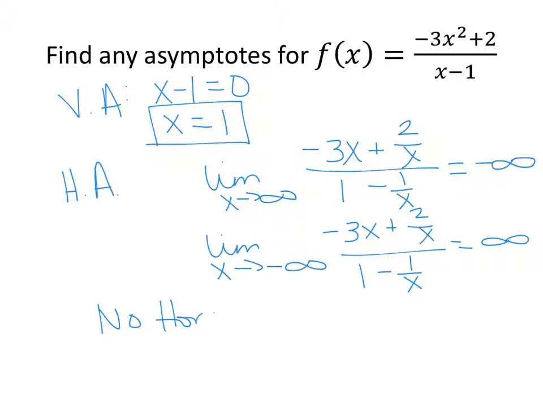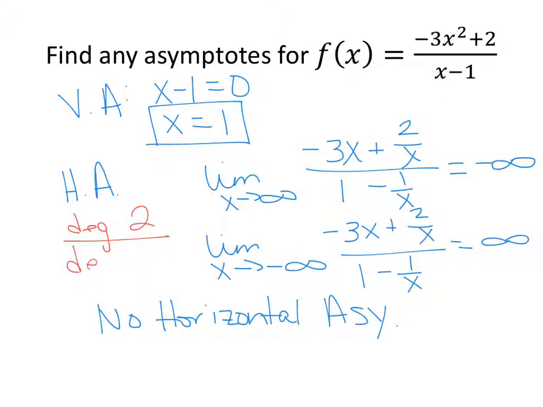Now we also can figure that out using those shortcut tricks, because we know that the degree of the numerator is 2, and the denominator is degree 1. Since 2 is greater than 1, that tells me there is no horizontal asymptote. So that's just a shorter way to help us figure that out.